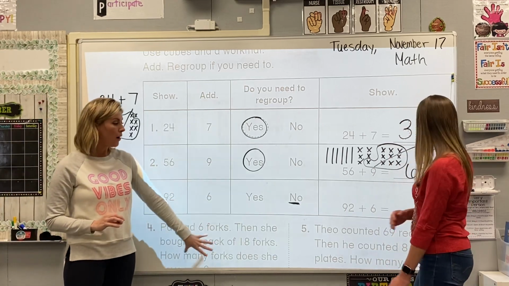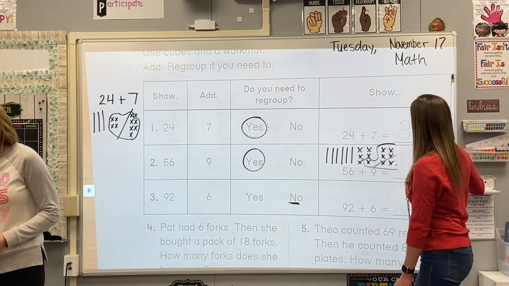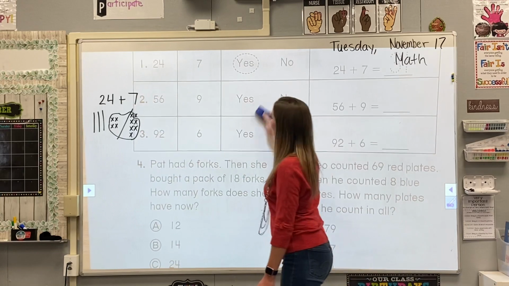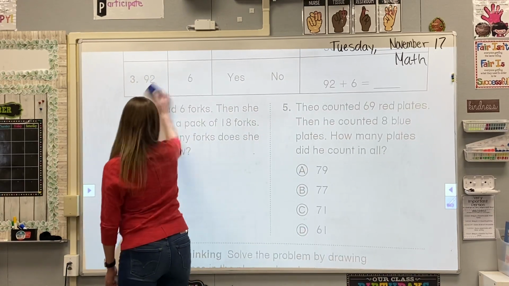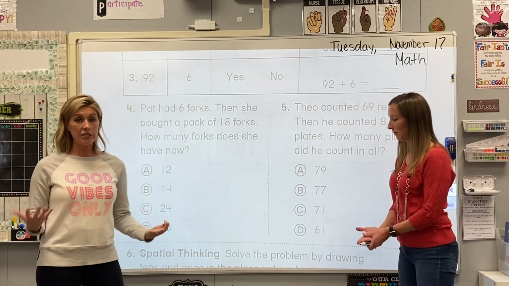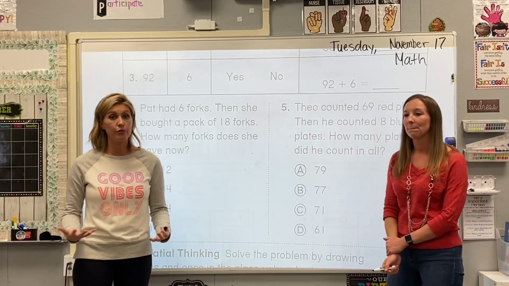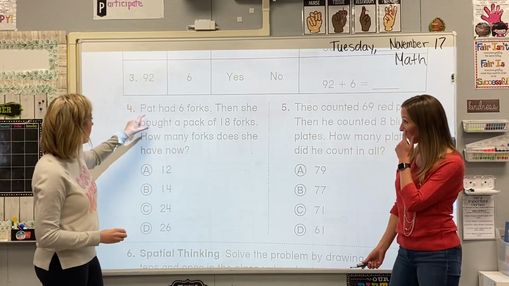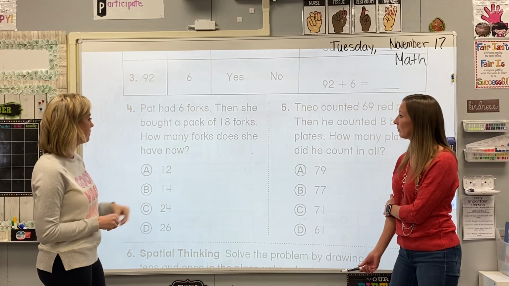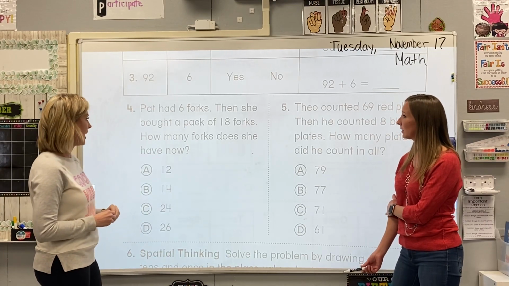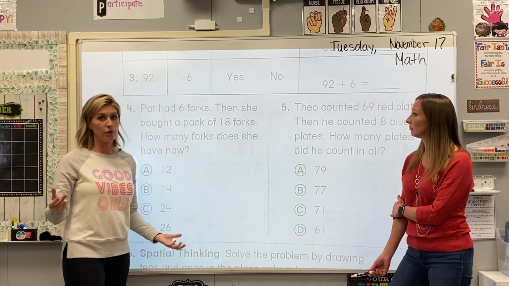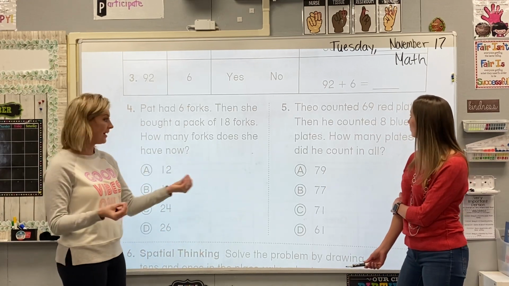All right, those bottom problems, you have some word problems. This is no different than every other problem we've done on the page. It is addition, and it's probably going to require you to regroup. So if I look at the first problem, Pat had 6 forks, then she bought a pack of 18 forks. How many forks does she have now? That's addition. You're adding her already 6 forks to a new 18 forks, adding those together.